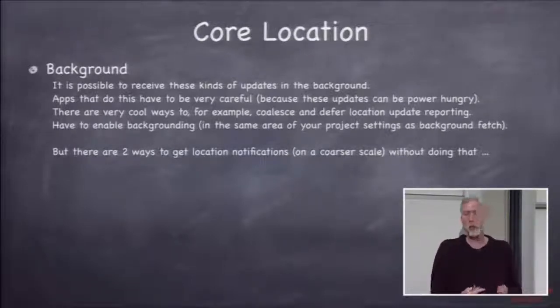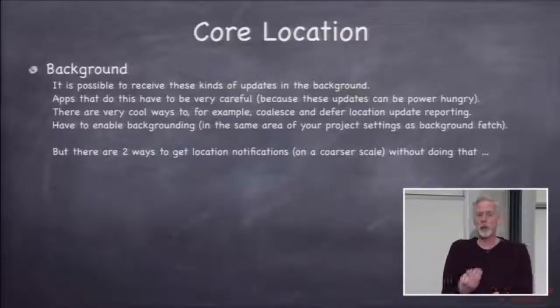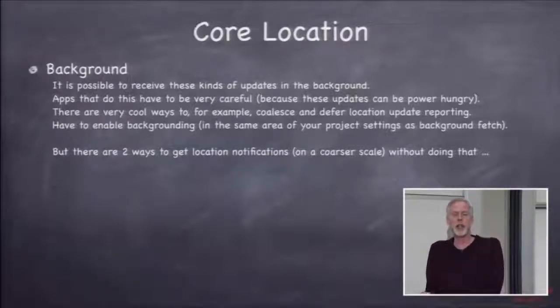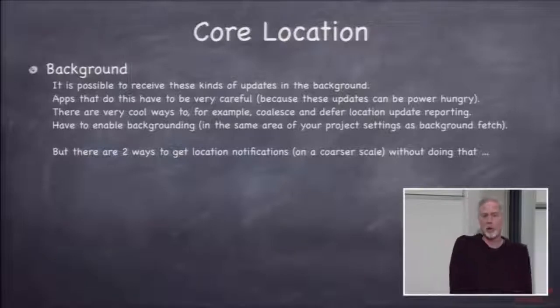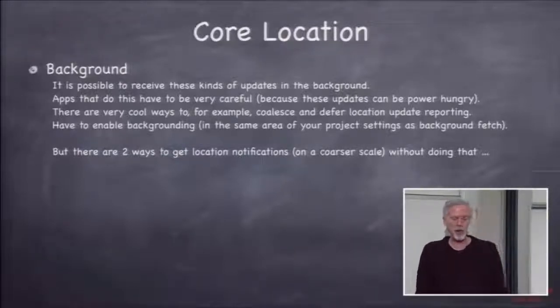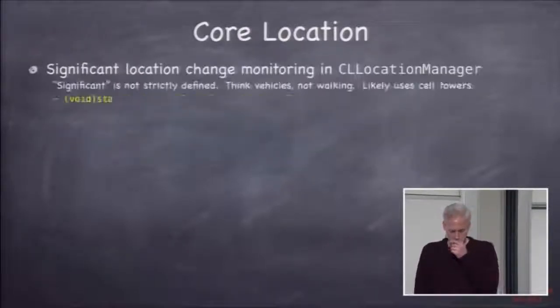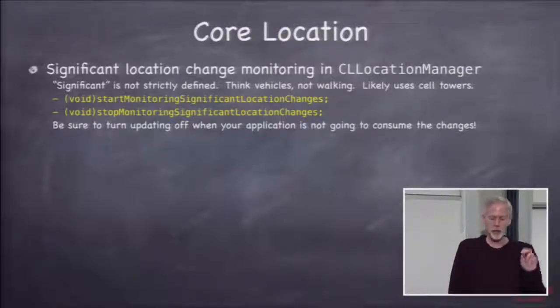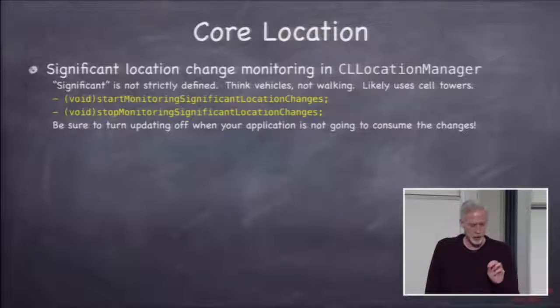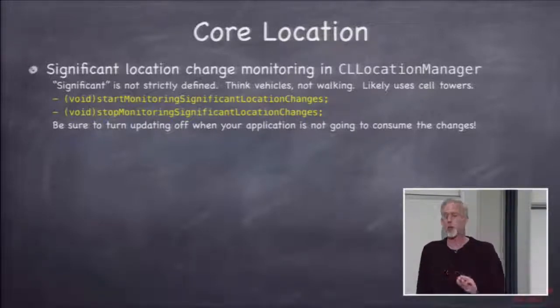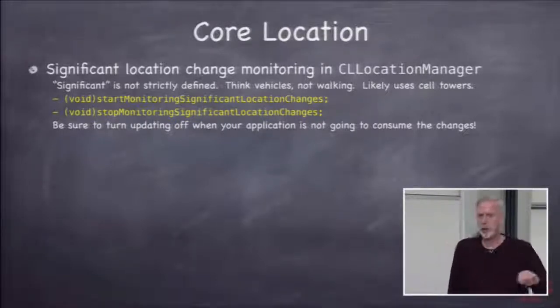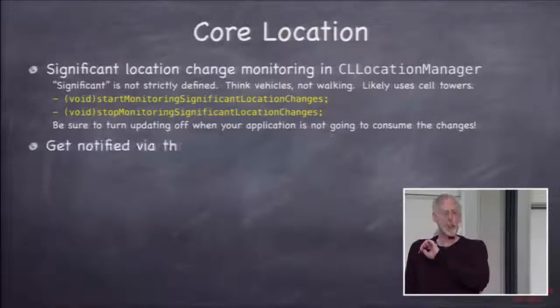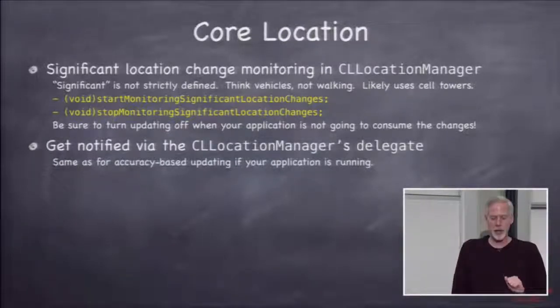So let's talk about the two ways that you can get notified in the background and in the foreground. If you can get notified in the background, then you're going to get notified in the foreground automatically. So here's a way that background and foreground you can get notified. The first one is called significant location change monitoring. And you just get a CLLocationManager and you say start monitoring significant location changes. And then when the user moves a significant amount of distance, you will get notified via your delegate. It's as simple as that.